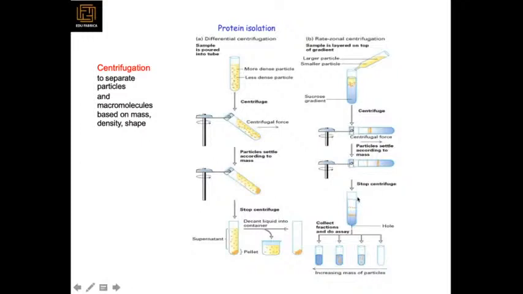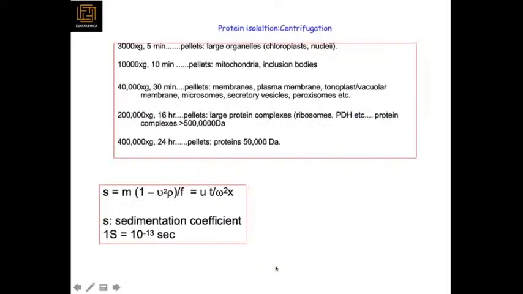Then you stop the centrifuge, and you can collect these samples into different tubes by poking a hole downwards and collecting the fractions to do your assay. So your samples will be of increasing mass of particles like this, going on. So that's the main difference.